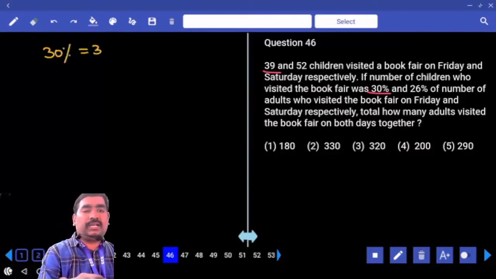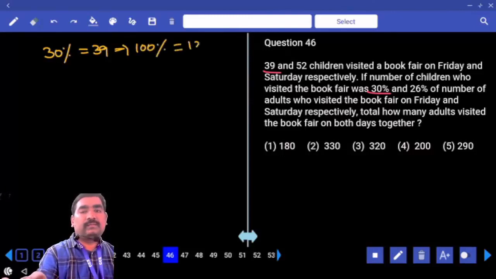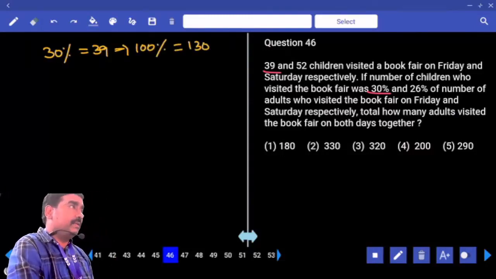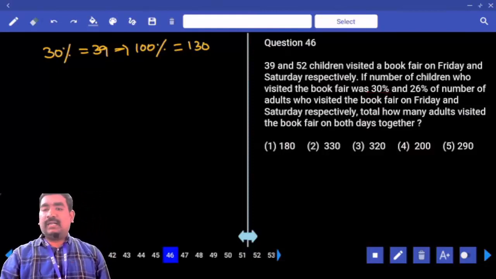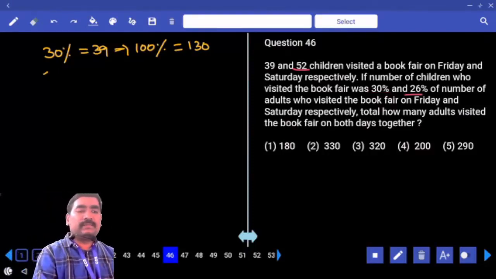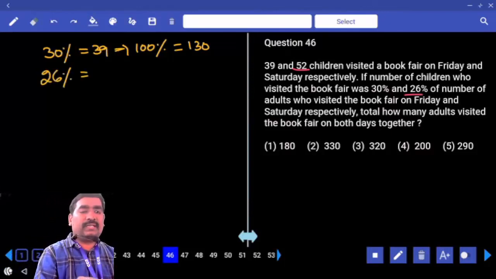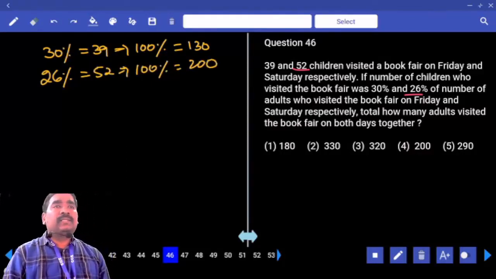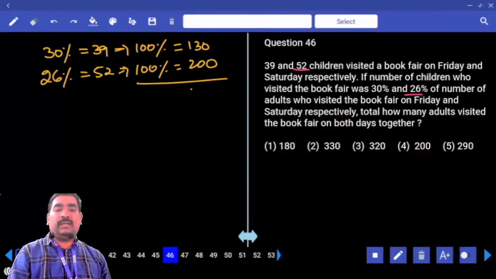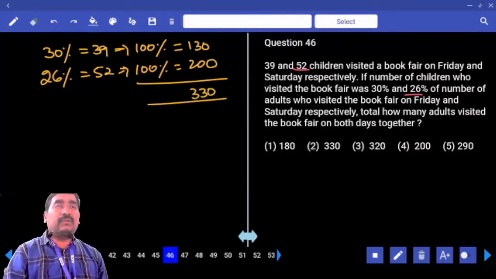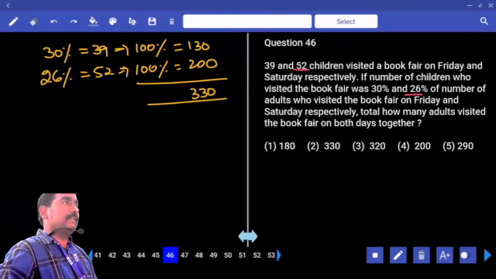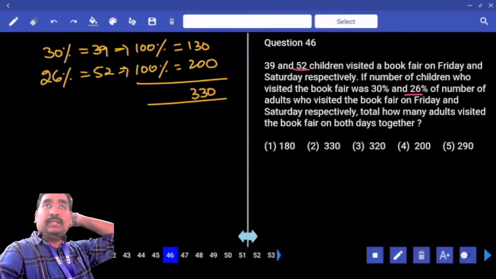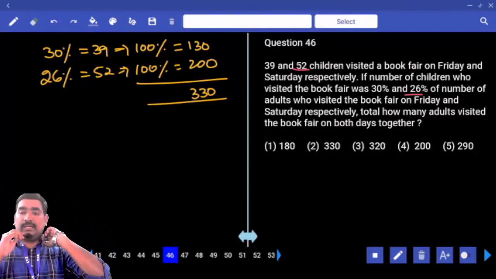30% equals 39. Total 100% is 130 or not? 13 times 39. Whereas 52 children, in terms of percentage, 26. 26% equals 52. Total is 100%, 200. Total adults are how much? Means 130 plus 200. What is 130 plus 200? 330 is your answer.